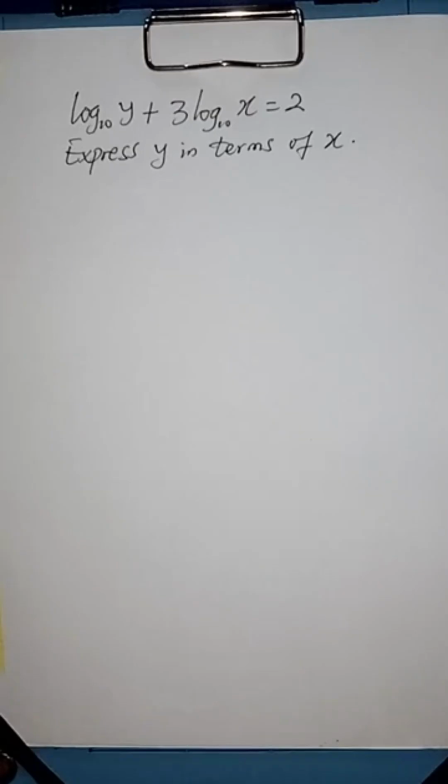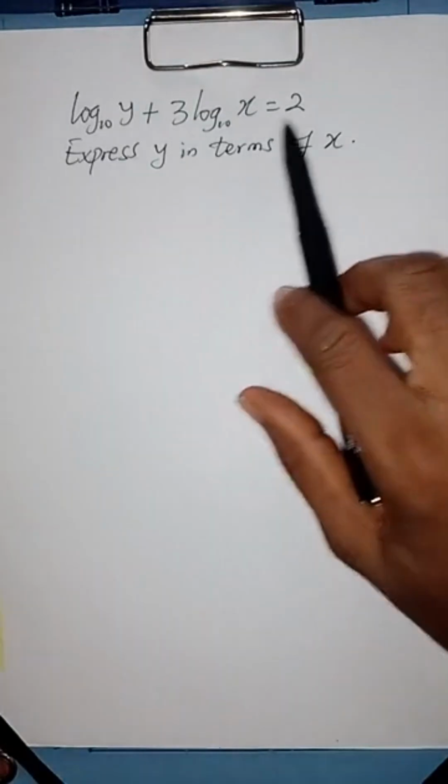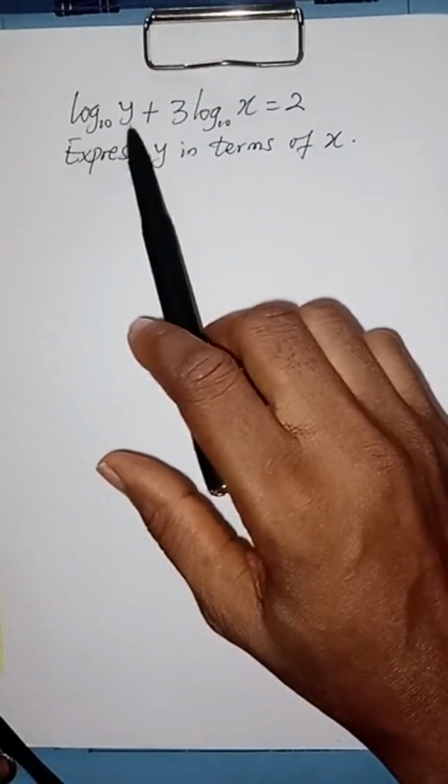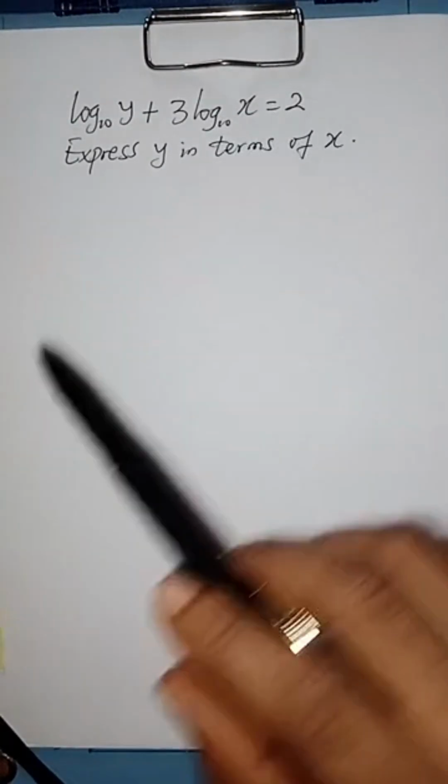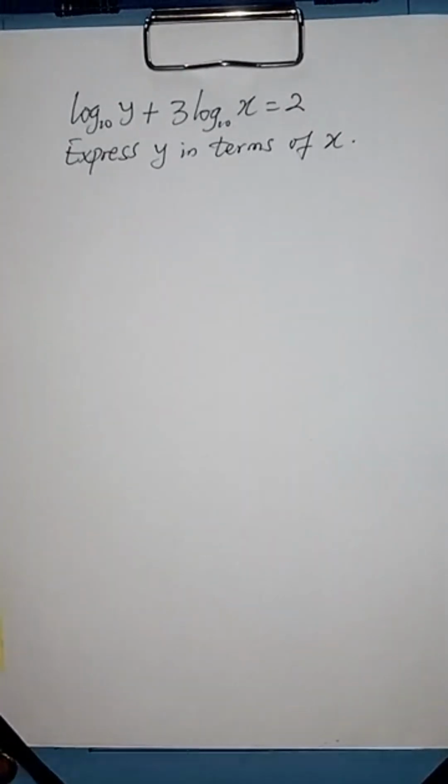Now here's another question. Log y to base 10 plus 3 log x to base 10 equals to 2. Here you're to express y in terms of x. In other words, you're making y the subject of the formula. Again, when you look at this question, you think it's a very difficult question, but it's not. Now, let's see the step we're going to take. Remember the laws of logarithm. You're also going to apply it when you solve questions like this.